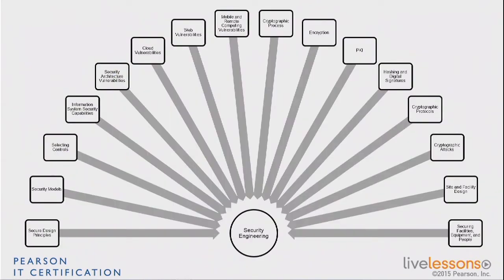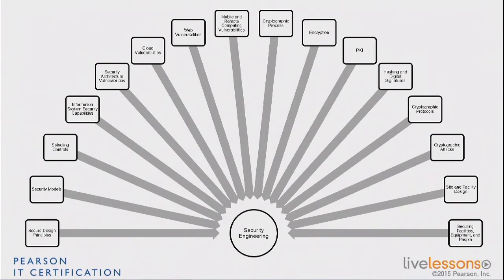So now when we look back at all of Lesson 3, you can see what just an immense lesson this was, starting with secure design principles, through security models, selecting controls, our information system capabilities, our security architecture vulnerabilities, our cloud vulnerabilities, our web vulnerabilities, our mobile and remote computing vulnerabilities, and then going into the cryptographic processes, encryption, PKI, hashing, digital signatures, cryptographic protocols, cryptographic attacks, site and facility design, and securing facilities, equipment, and people.